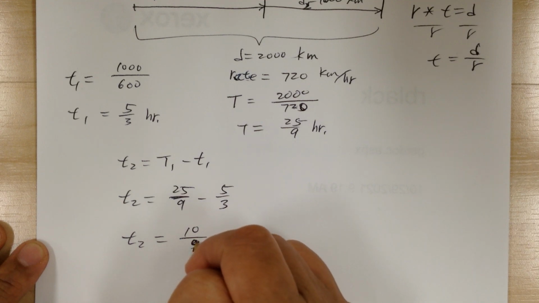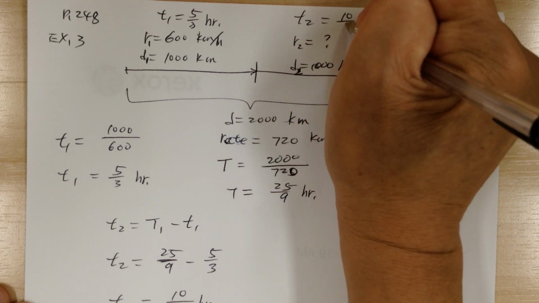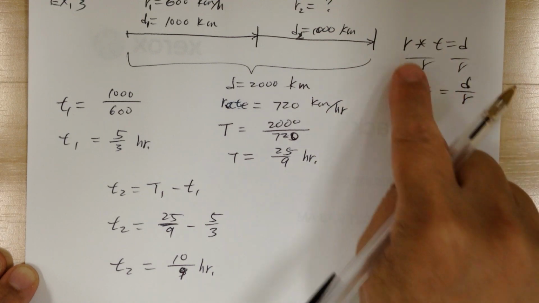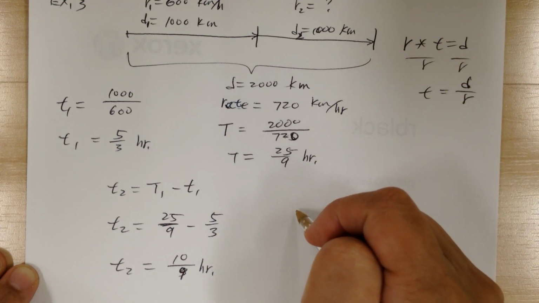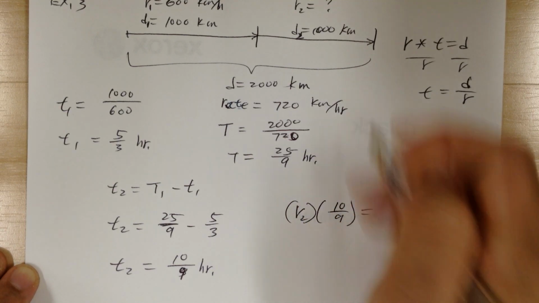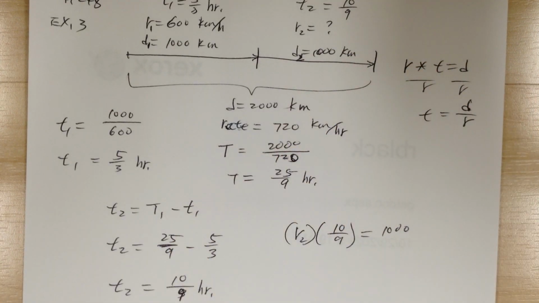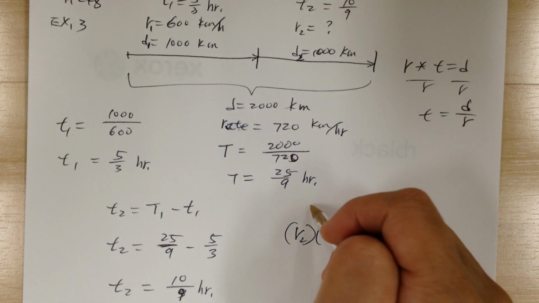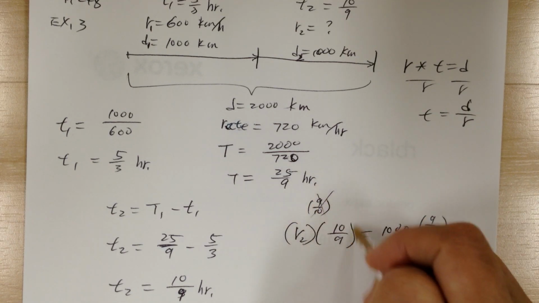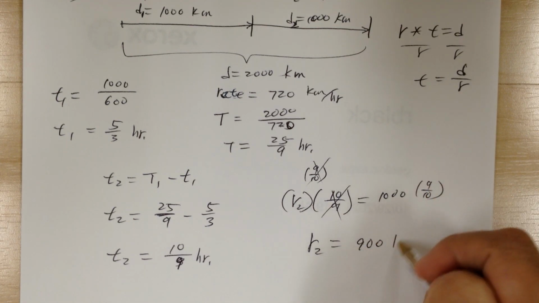So T2 will equal 10/9 hours. Okay, so once we find the time over here equal to 10/9, then we can find the rate, okay, using this formula over here. So R2 times time 10/9 equal to the distance of 1,000. Okay. So you need to break down into small bits and do each part. Okay, to solve this, we need to multiply by 9/10. So this will cancel out. So R2 will equal 900 kilometers per hour.